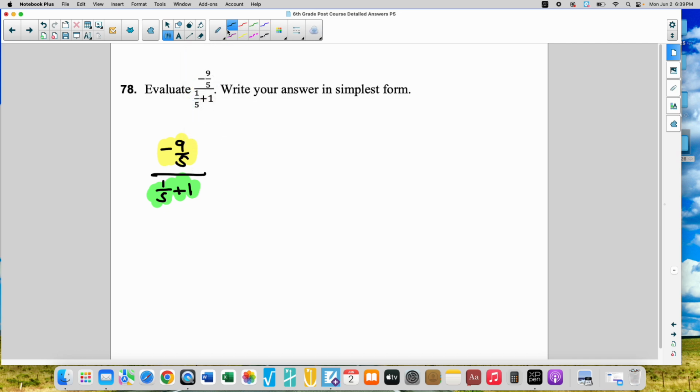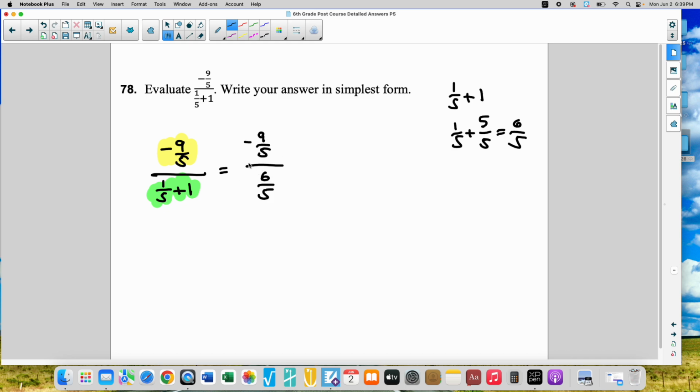So we have negative 9/5. That's going to stay that way. And then we have 1/5 plus 1. Well, 1/5 plus 1. So we need a common denominator. How many fifths are equal to 1? 5/5. So that equals 6/5. So negative 9/5 divided by 6/5. Now, a lot of students get confused with that.